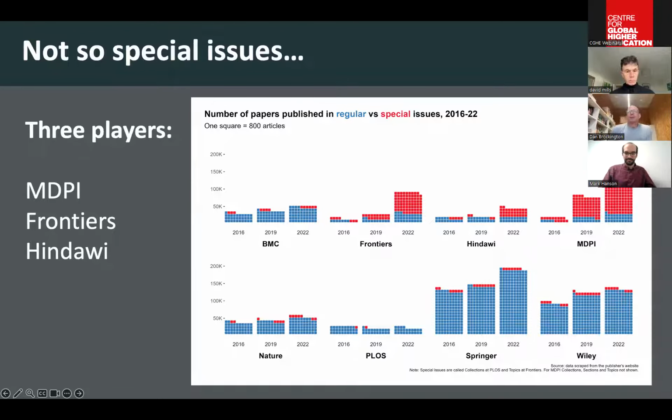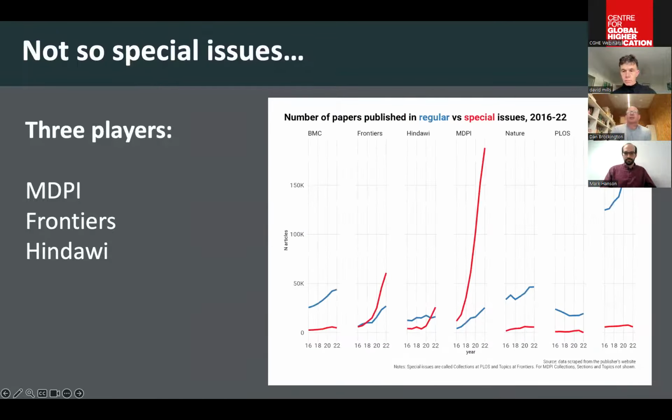Thanks, Mark. The special issue point is relatively easily made when we compare across different publishers. Three stand out, Frontiers, Hindawi, and MDPI, as producing very large numbers of special issue papers. And MDPI's growth is in fact largely driven by these special issues. You can see that in this graph here, where the red line shows the special issues, and MDPI is steeply and rapidly growing its special issues. But for all of Frontiers, Hindawi, and MDPI, there are more special issue papers than regular journal issues.